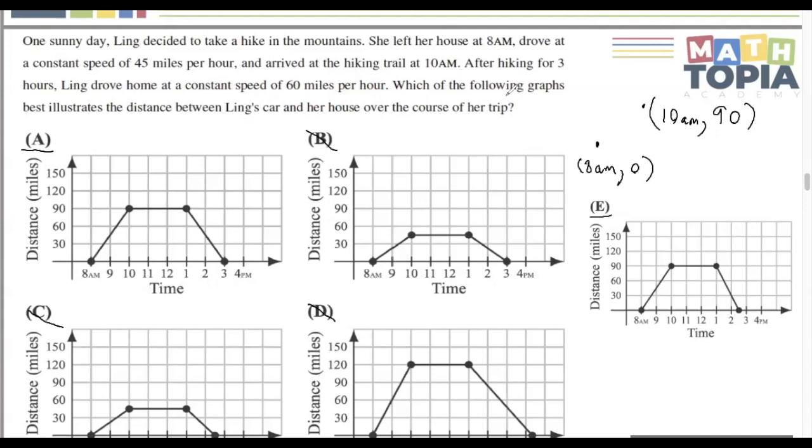And now she stays for 3 hours hiking. Both graphs show this, 3 hours. And then drives home at a constant speed of 60 miles per hour. Well, we already know it's 90 miles away. So if she goes 60 miles an hour, she would take 90 over 60, which is equal to 3/2 hours, right? So in this diagram, she takes 2 hours, which is wrong. So A is not the right answer. But in this diagram, choice E, you can see she takes an hour and then she takes another half. So that would be our correct answer.